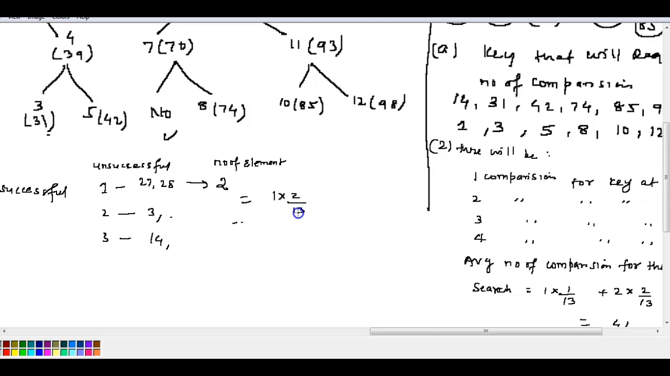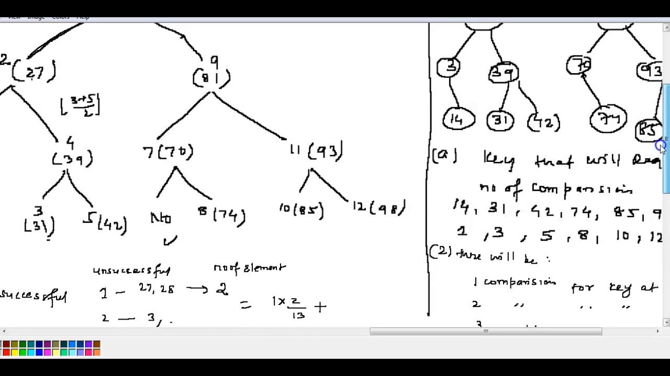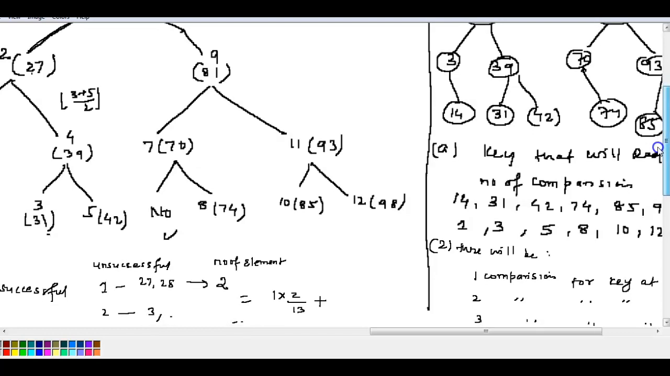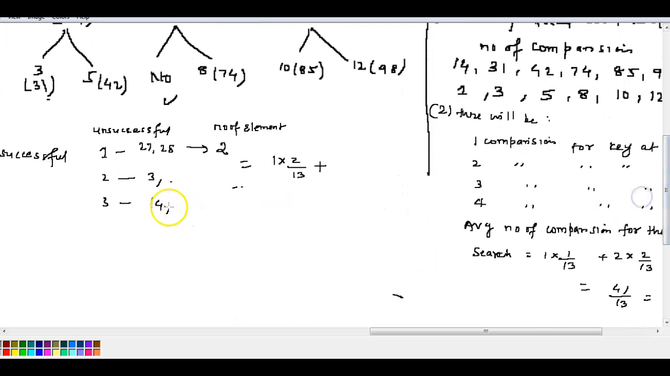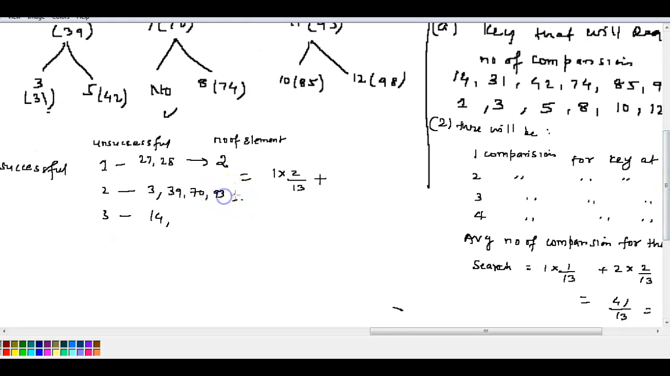How much element was there? 13, no? Plus. This one is 2 elements for the which one? For the 3, 4, 7 and 11. Right? 3 in 39, 70 and 93. 3, 39, 70 and how much was there? 93, right? So how many elements here? 4. So you can write it here 4, this 2 into 4 by 13.